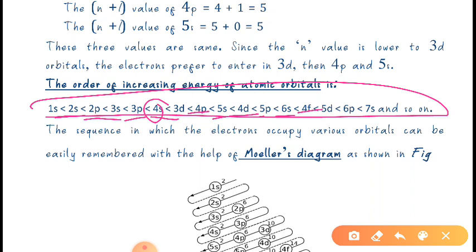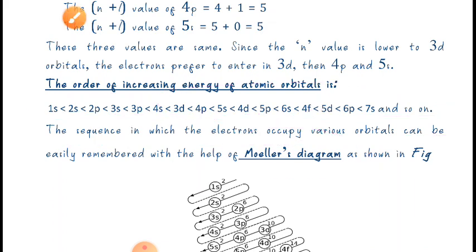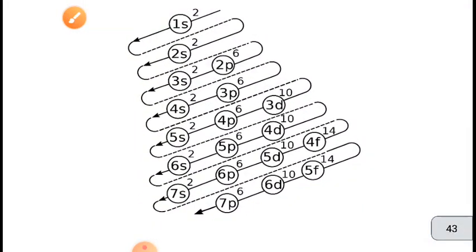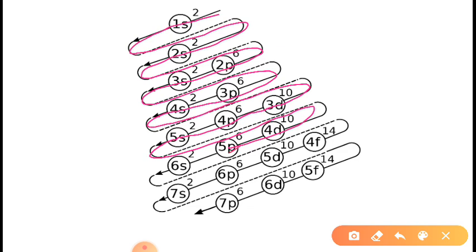Okay, and now this sequence in which the electrons occupy the various orbitals can be easily remembered with the help of this Moeller diagram. First of all, one electron will enter the 1s, after that 2s, after that 2p, then 3s, then 3p, 4s, after that 3d, 4p, 5s, after that 4d, 5p, again 6s, after that 4f, 5d, 6p, 7s, again 5f, 6d and 7p, like this.